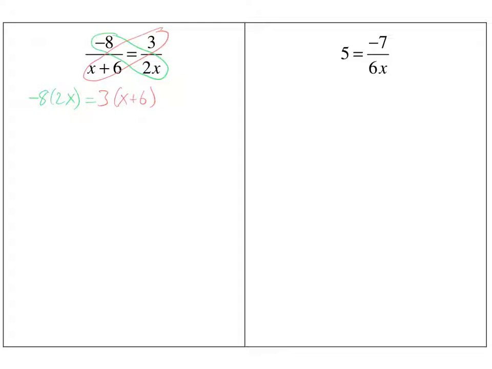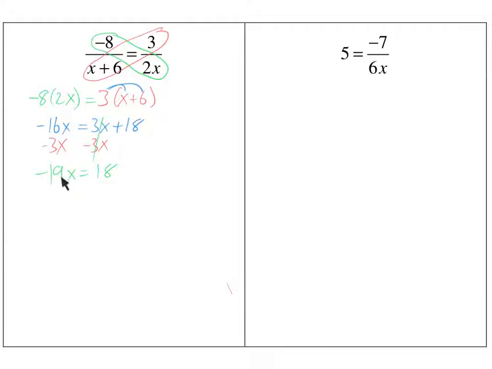In order to solve, the left side becomes negative 16x. The right side you need to distribute. And then in order to solve for x, I got to get x to one side. So since there's an 18 over here, let me move this over. So I'm going to minus the 3x over, leaving me negative 19x equals 18.